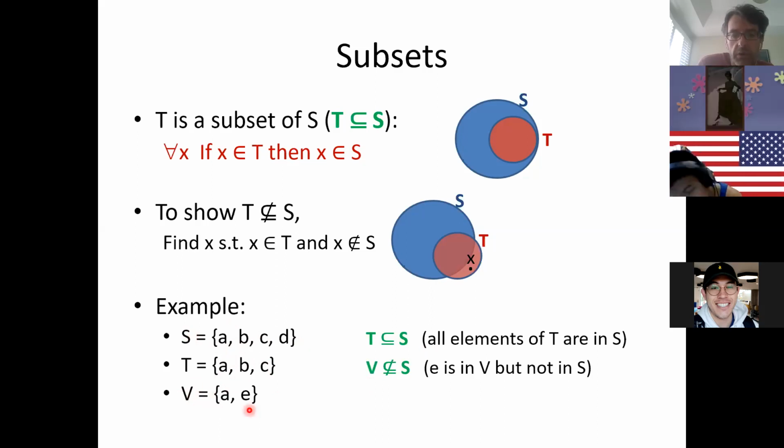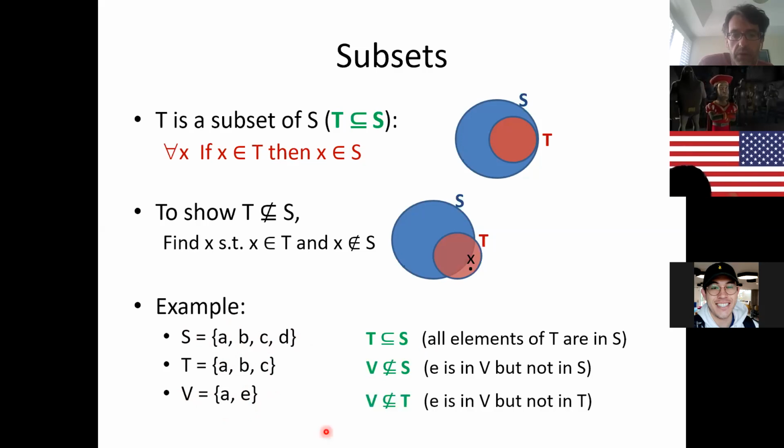Now, what about V? Is V a subset of S? Is it true that for all X's in here, they're also in here? And then there is no, this guy, E, is not in here. And likewise, V is also not a subset of T for the same reason. E sticks out.